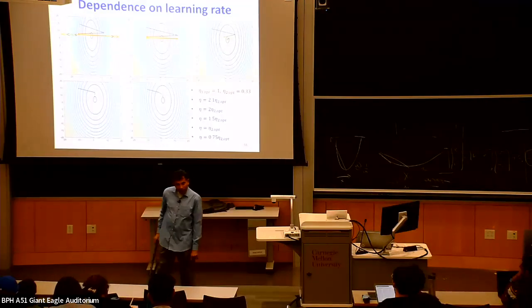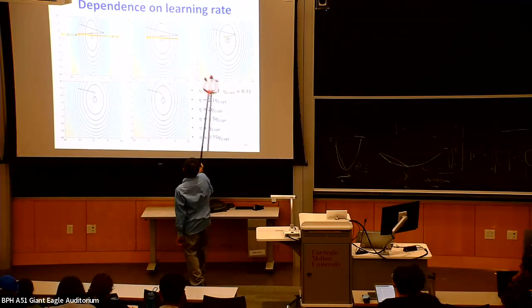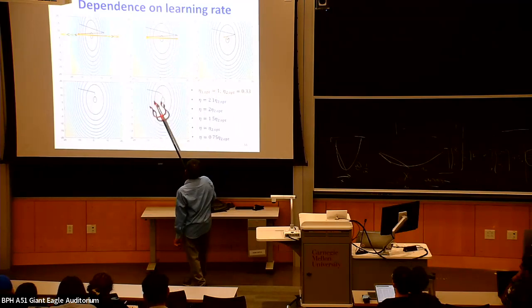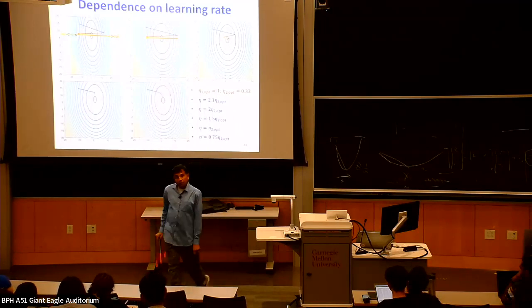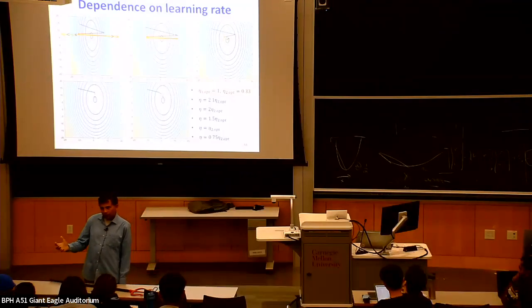Make sense? Right? Over here, I have chosen my step size to be exactly equal to 0.66. What happens if I've chosen my step size to be 0.66? What will happen?